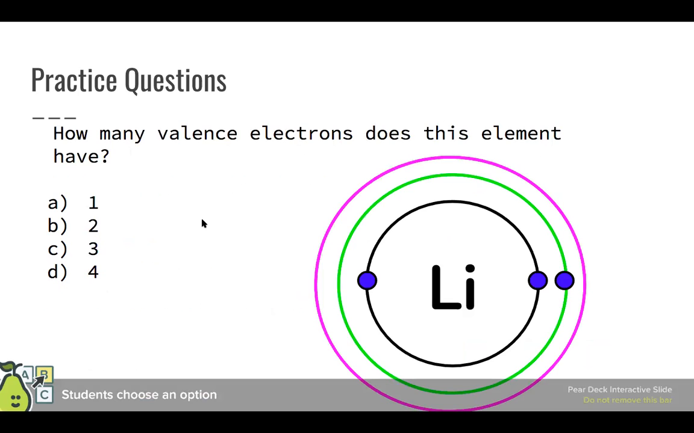How many valence electrons does this have? Pause. Correct answer is A. So I'm going to pause here. Correct answer here is B. And I'll review for these two.